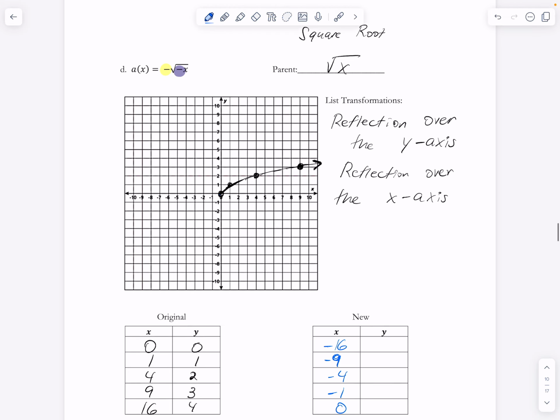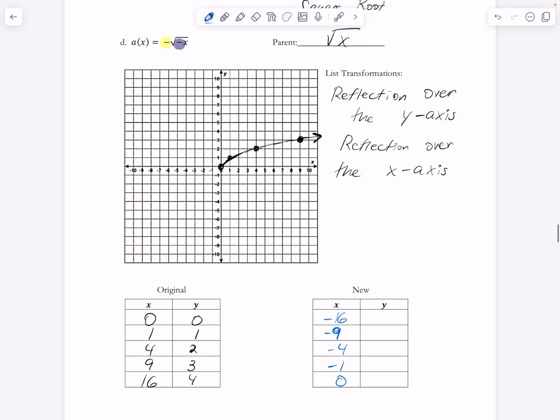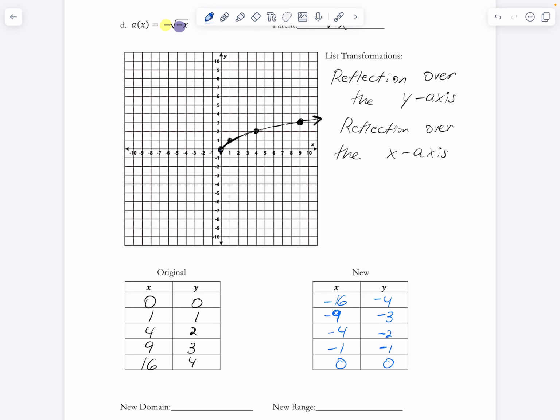All right, so then you're going to take the square root, but then because of the negative out front, the y values become negative as well. So we have -4, -3, -2, -1, and 0. So here's where it ends up. Hopefully you're not too surprised by this.